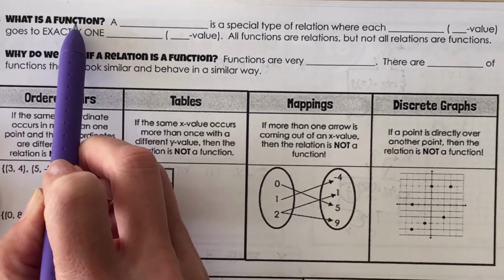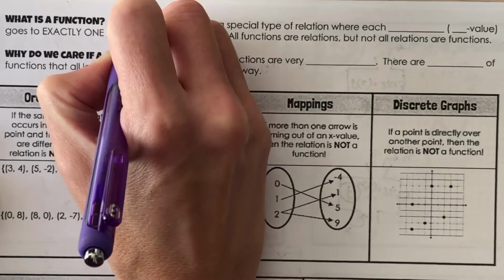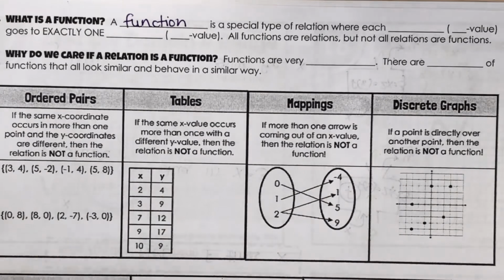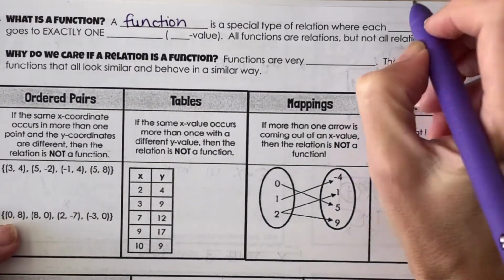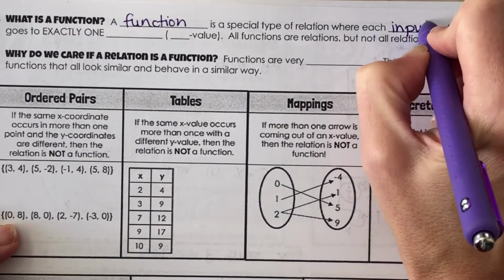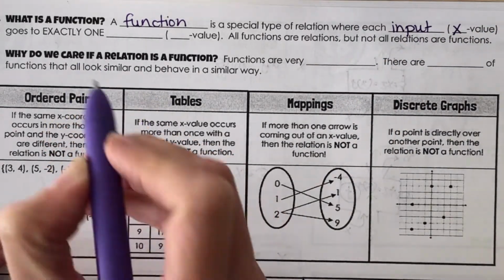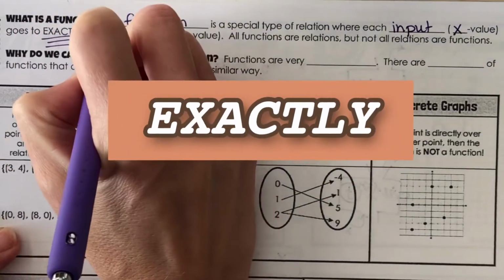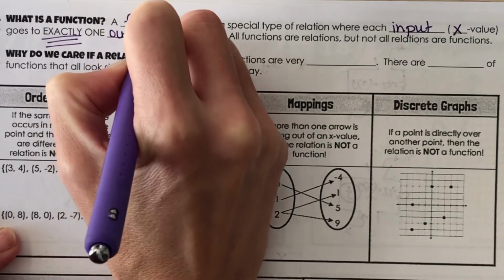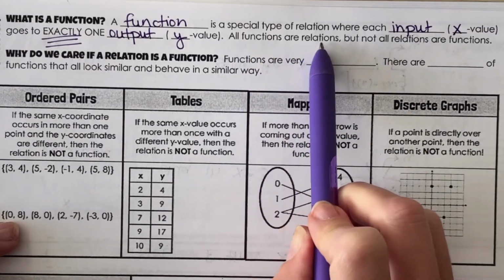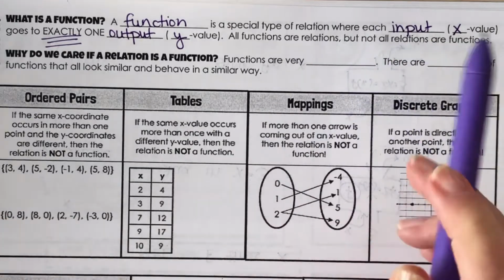What is a function? A function is a very special type of mathematical relation where each input, or our x values, goes to exactly one output, and our outputs are our y values. Each input goes to exactly one output. And all functions are relations, but not all relations are functions.